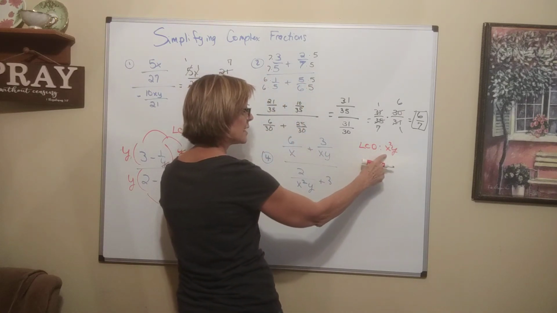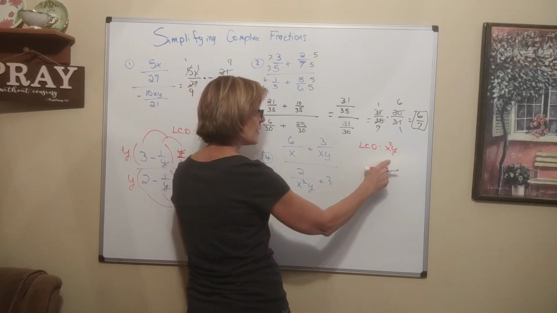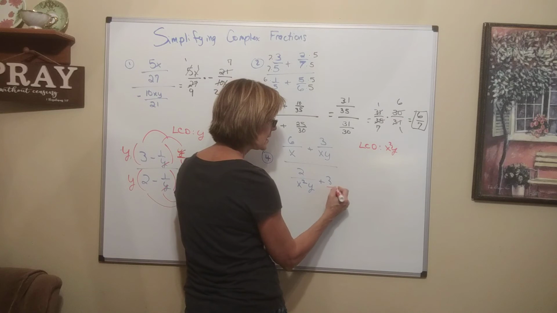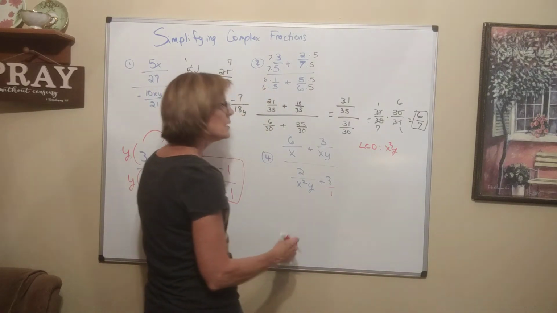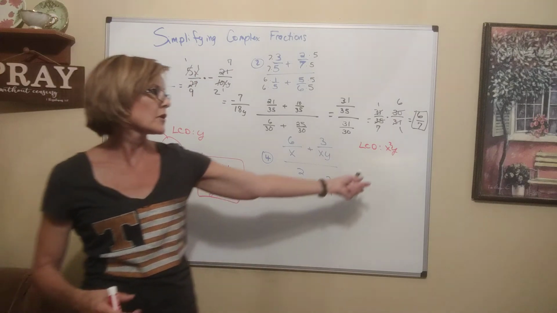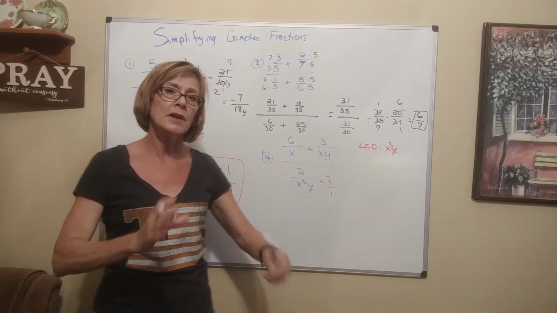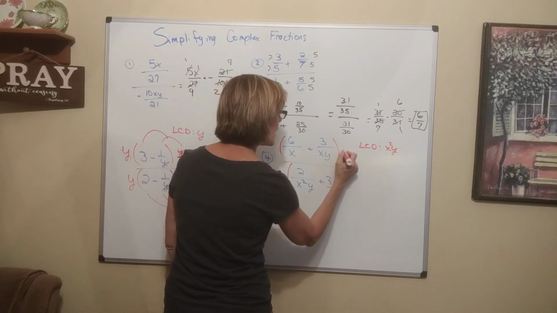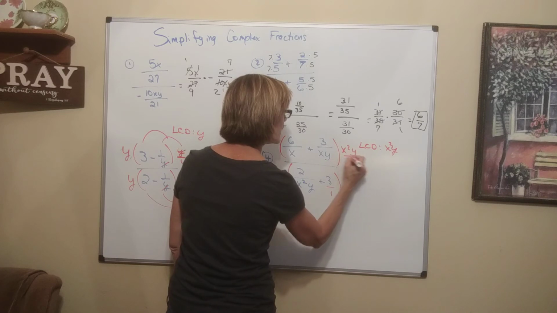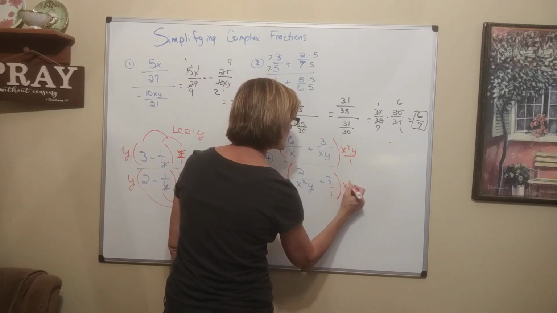x can divide into that. x times y can divide into that. x squared y can divide into that. And this 3, if you want to see its denominator, it's really a 1. 1 can go into that. So what do I do after I find the lowest common denominator? I multiply the big numerator and the big denominator by what I think it is. I'm going to multiply the big numerator by x squared y, and I'm going to multiply the big denominator by x squared y.